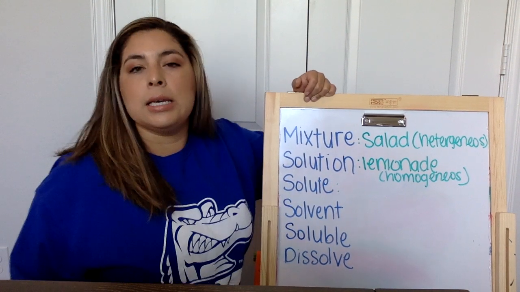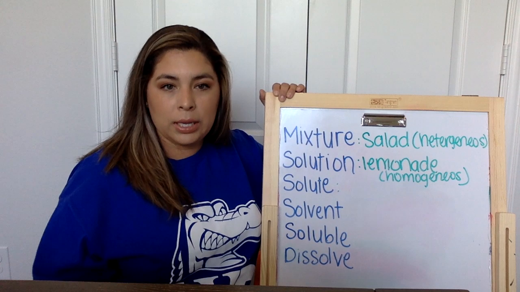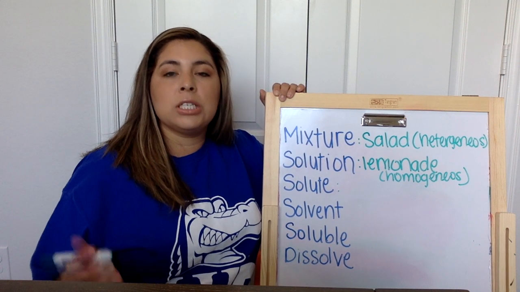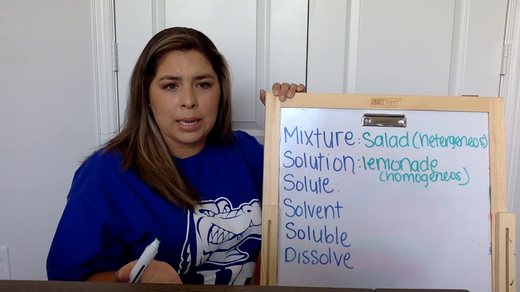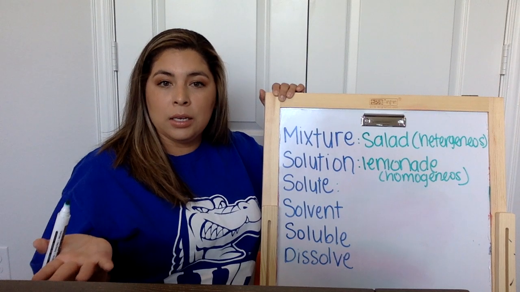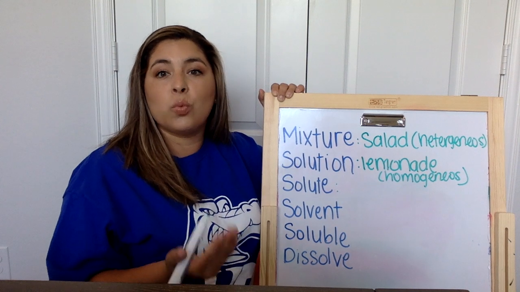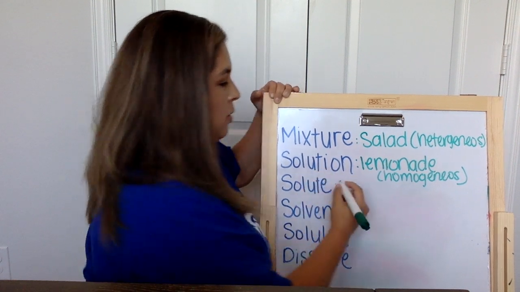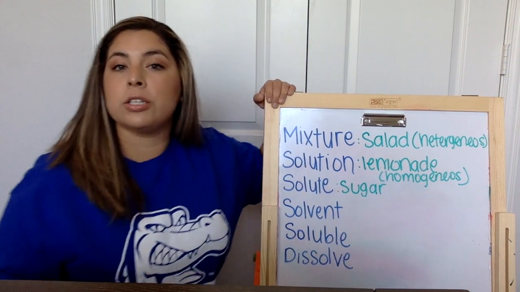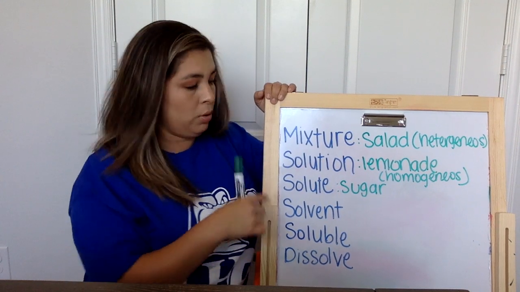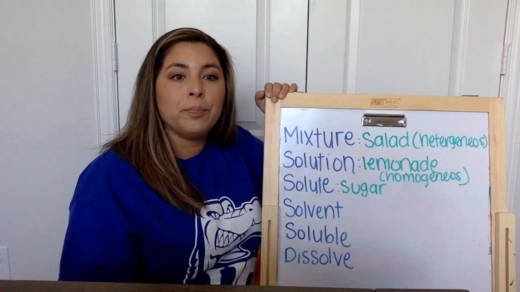Our next word is solute. A solute can be a solid, liquid, or gas, and that's the substance that actually dissolves in the liquid of a solution. So for example, if we went back to our lemonade, the sugar would be an example of the solute because that's what dissolved in the water. So here I'm going to put sugar. And remember, you're following along in your science notebook and putting that example next to the vocabulary word to help you remember as we're using our lemonade example.